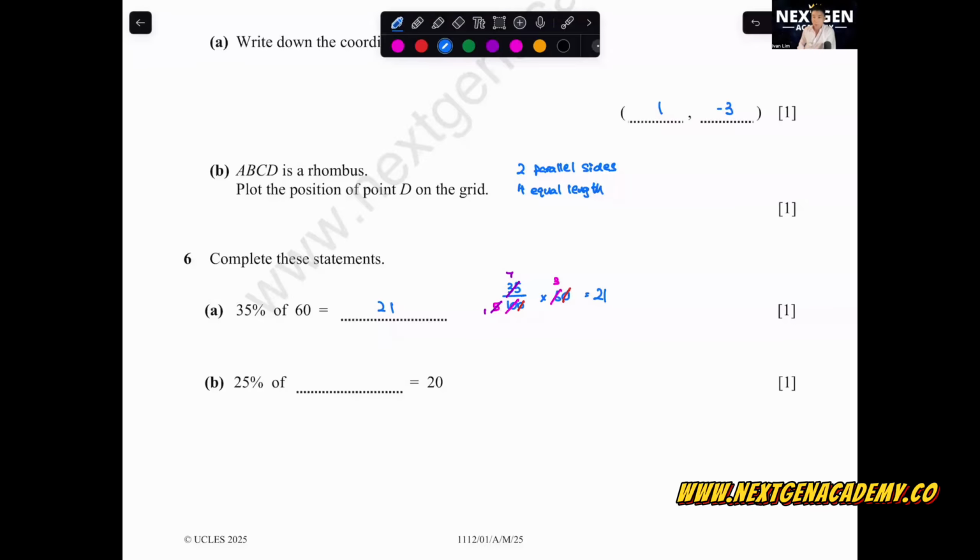Okay, 25% of what is equal to 20? Okay, 10, then 5. Oh, okay, can as well. Okay, 80. How to write the working? So we can write 25 over 100 times x is equal to 20. We leave the unknown as x. Then how do we solve it? We can bring the 25 over 100 to the other side. So x equals 20 times 100 over 25. Okay, 100 over 25 is equal to 4. So 20 times 4 is 80.